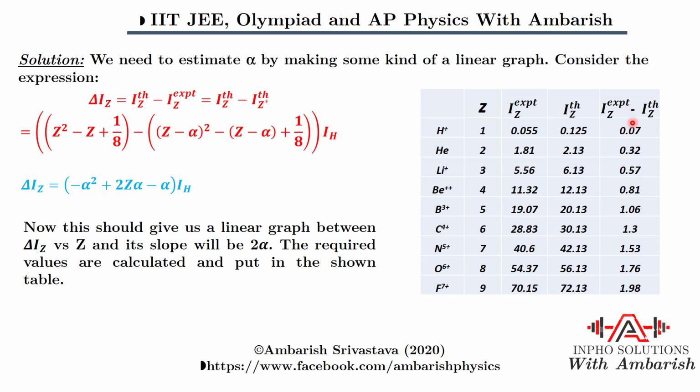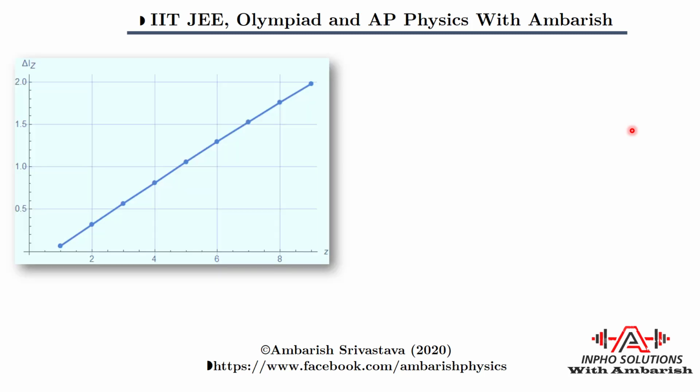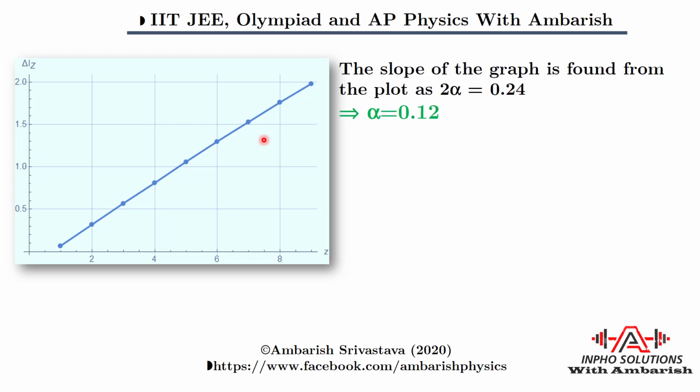Now the task is very simple. You are given a graph paper, and you just need to plot delta IZ versus Z. So you can very easily do it on a graph paper, but I have used a software for plotting, so hope you don't mind, just to make things easy. So this is the kind of plot that you get, delta IZ versus Z. And now you just find out its slope. If you calculate the slope of the graph from the plot, it is 2 alpha, which comes out to be 0.24, and that gives us alpha is equal to 0.12. So that's the solution to part E.